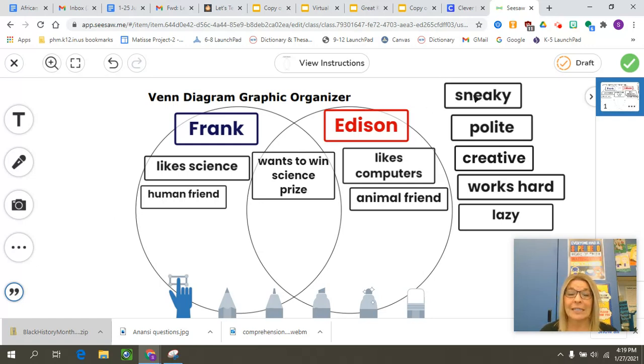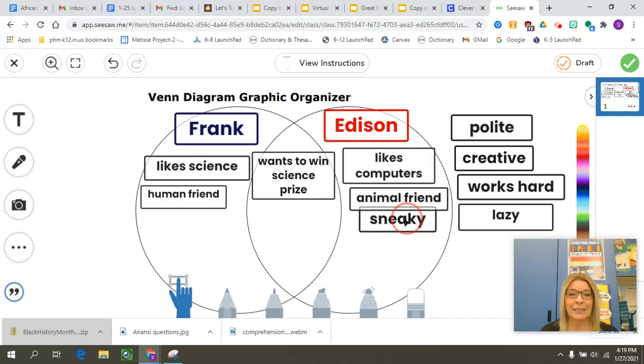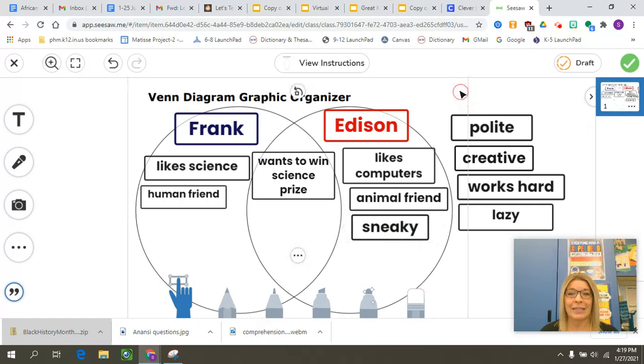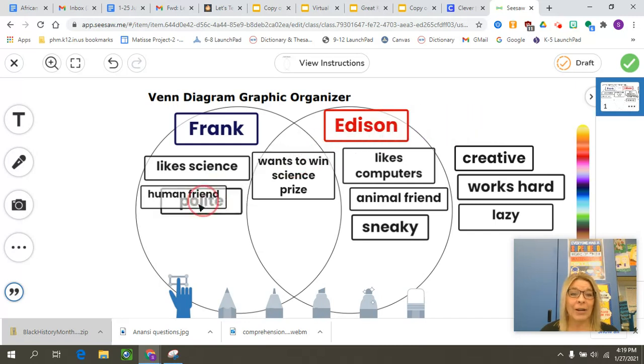Ooh, which character is sneaky? Or are they both sneaky? What do you think? I know my class has talked about Edison. We're not liking him so much as a character right now. We think he's pretty sneaky and polite. How about Frank? He's a little different. He's not very sneaky. Let's keep working.